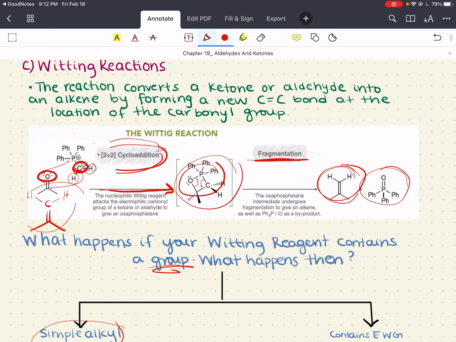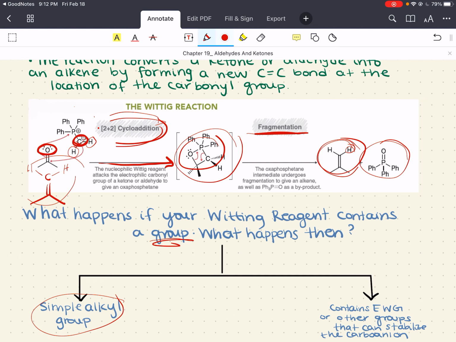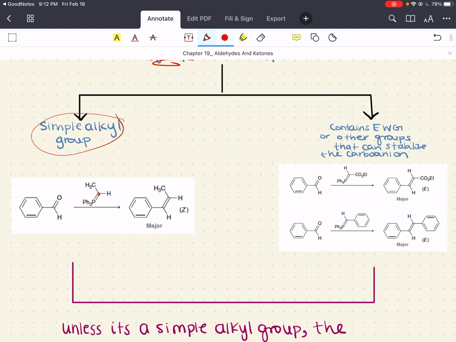Now the problem we're trying to figure out is, what if it's not two hydrogens? What if, for example, your carbon has one hydrogen and then a methyl group? How do you know what your product looks like? Well, if you're dealing with just a simple alkyl group like this methyl, then your major product will be the cis or Z product. Remember, we're switching out this oxygen with this carbon right here.